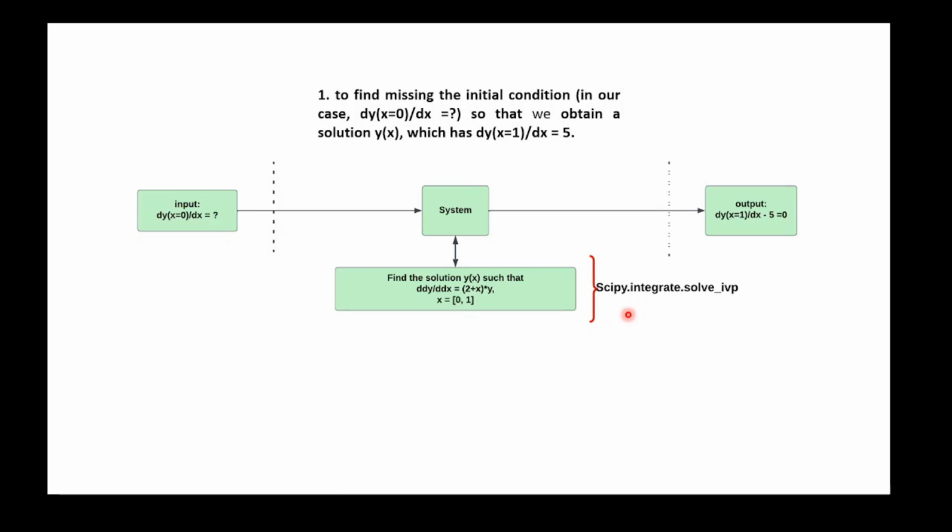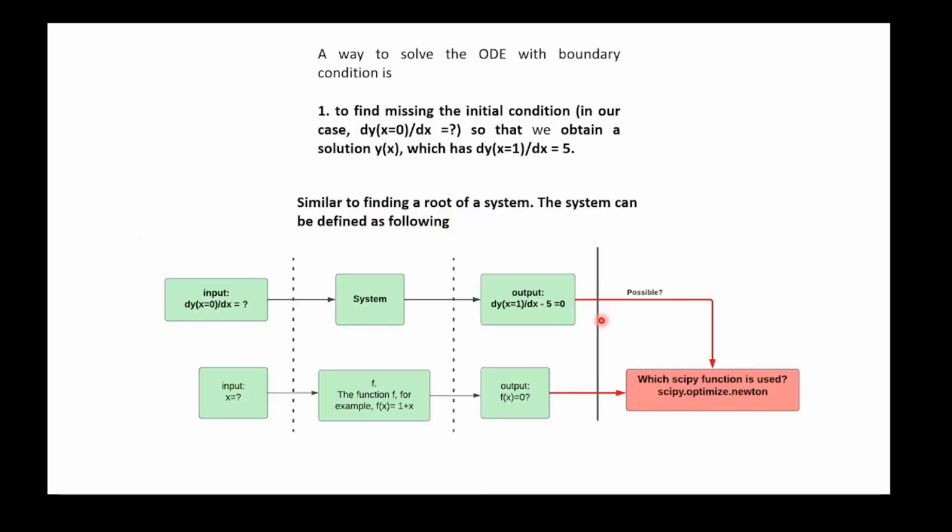Scipy.integrate solve IVP will, in general, represent our complex system, and that complex system will be wrapped up as a function input to the optimized Newton in order to find the corresponding initial condition to our boundary condition. So that's the very complicated step 1 of the shooting method. However, after we finish step 1, step 2 is very straightforward.